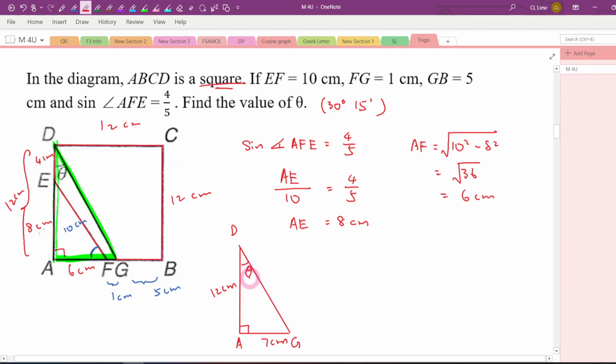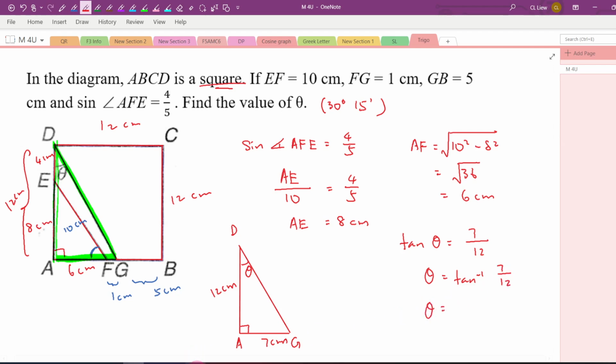Now can we get the theta? Try to think, what trigonometric ratio should we use? Sine, cosine, or tangent? Now the angle is over here. We have the opposite and adjacent. So I will be using tangent, TOA, right? Tangent theta is equal to opposite, we have it, 7, divided by adjacent, 12. Now we can get the theta easily by using our calculator. So theta is equal to tangent inverse of 7 over 12.